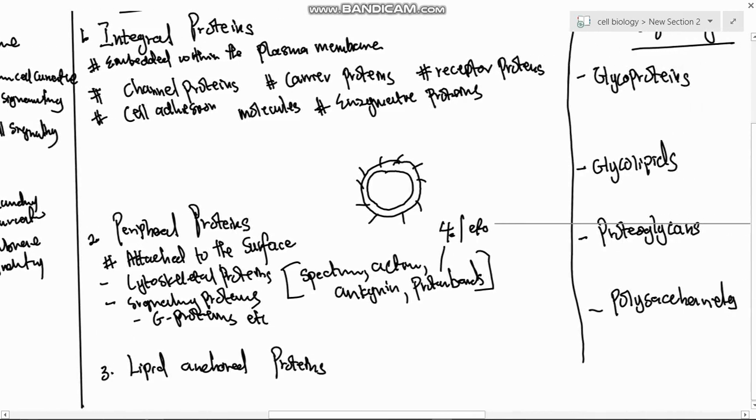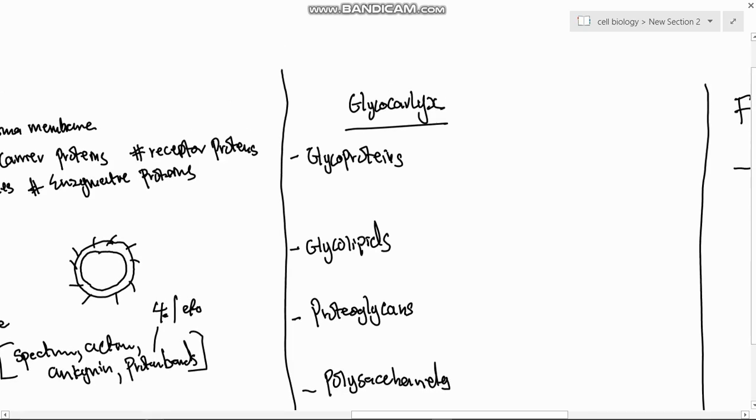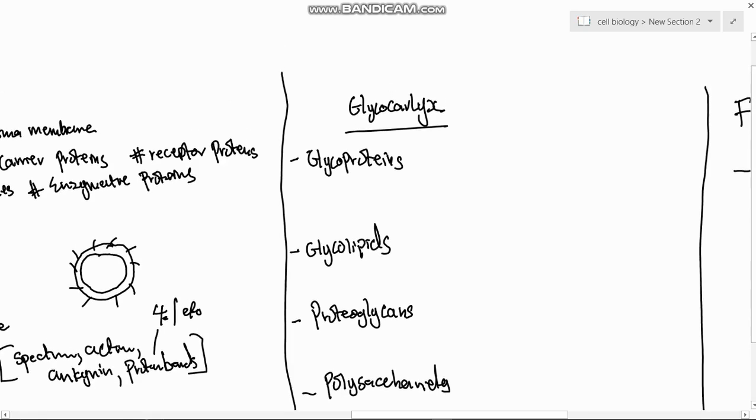So let's talk about the glycocalyx. The glycocalyx is the surface layer of the plasma membrane, and it consists of glycoproteins. Let's break the word down. Glyco, carbohydrates, then protein, the protein moiety.